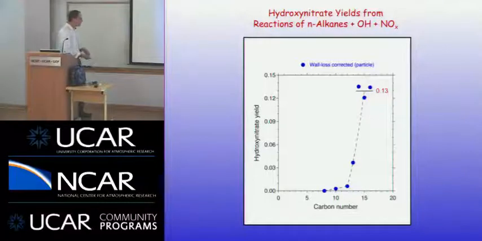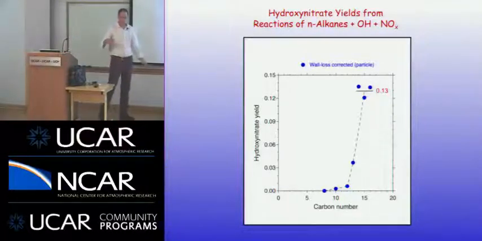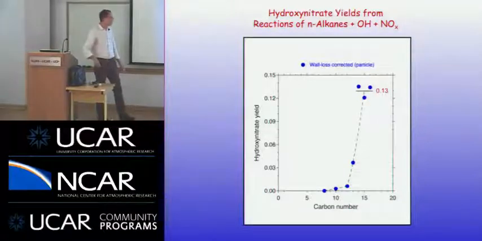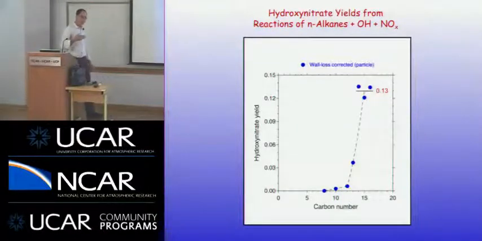What's being measured here is only what's collected on a filter. At small carbon numbers, we collect almost nothing because they're all in the gas phase and have probably gone to the walls as well. But if we go up to high enough carbon numbers, you see a rapid increase as more of the compound partitions into the particles, and so we collect it and can analyze it. Up around C15 or so, we hit a plateau where all of the compound is in the particles, and we're able to measure all of it. That allows us to put a yield on these of roughly 13% or so.